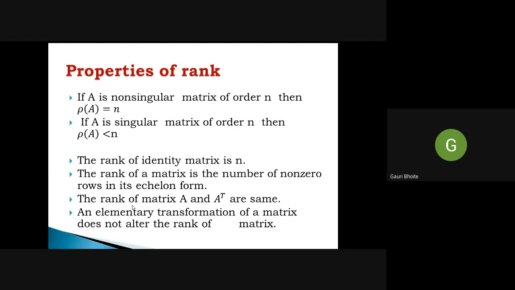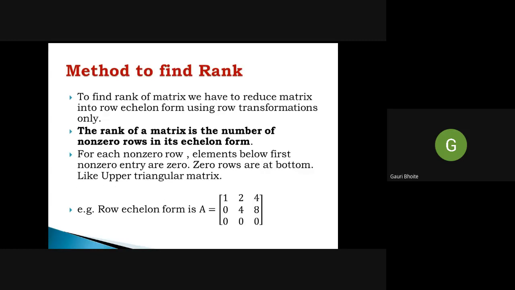But sometimes a question might be asked: which of the following options is incorrect about the rank of a matrix? So here, if you know all the properties, you can select the incorrect or correct option. Now, how do we find the rank of a matrix? There are 2-3 methods, but we reduce the given matrix into row echelon form and then find the rank of the matrix.